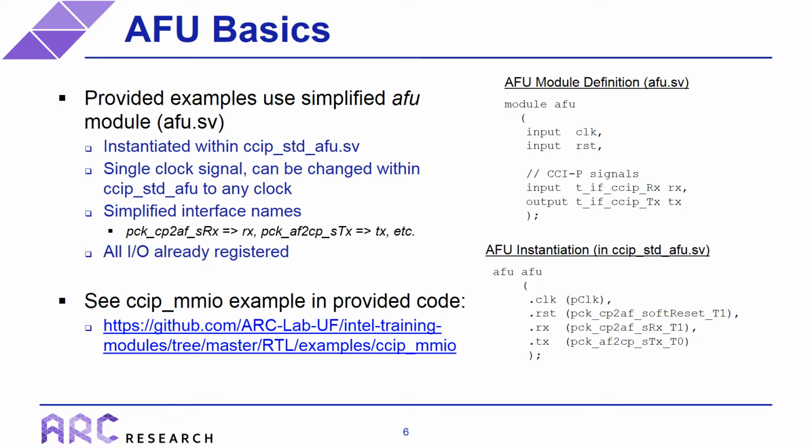And I need to point out that you can follow along with all of the code for the example I'm going to explain in the remainder of the slides. If you go to this CCI-P MMIO example, that is on the GitHub repo for all of these training modules, and the link for that is shown at the bottom part of the slide.